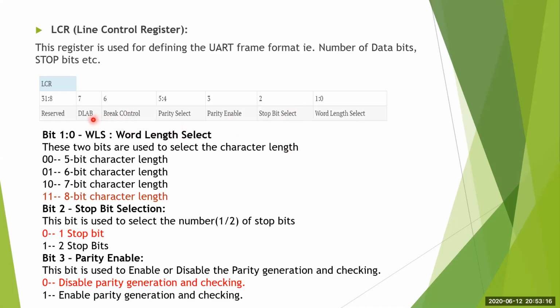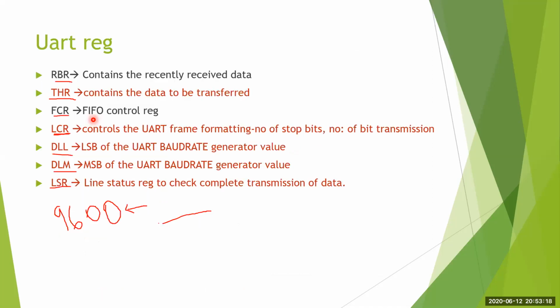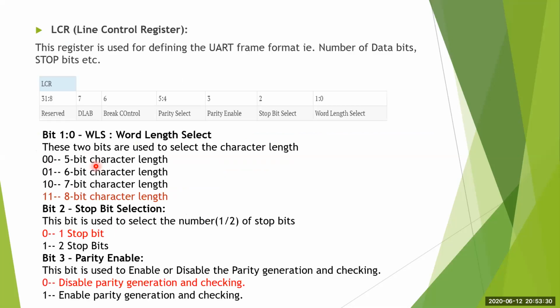This DLAB is what I mentioned with DLL and DLM: there will be a corresponding count value depending upon the baud rate. In order to load the value to DLL and DLM, this particular bit should be equal to 1. Rest of all the bits will be 0. Right now, if it is 8 bit, this should be 1 1. If it is 1 stop bit, this will be 0.